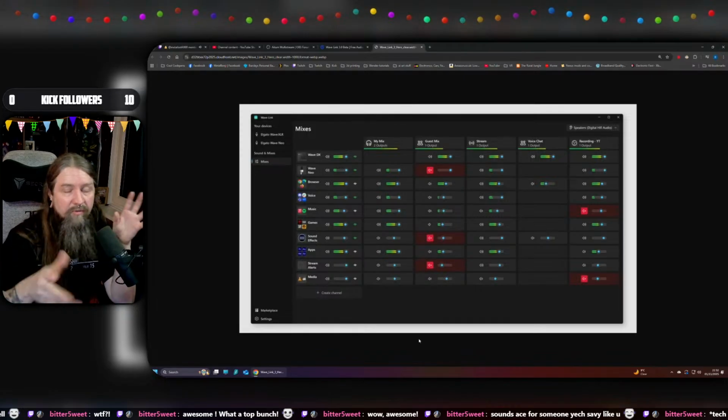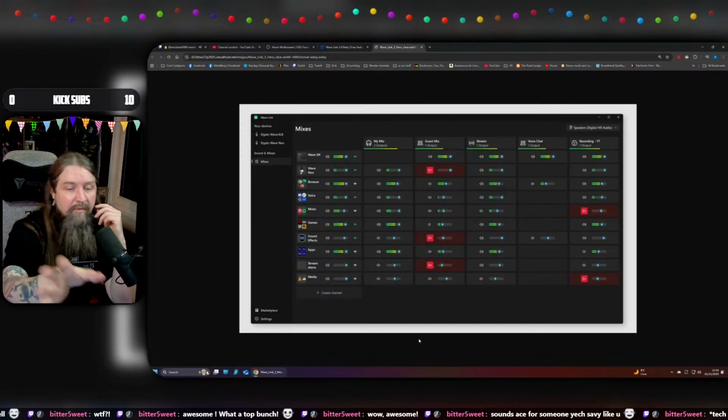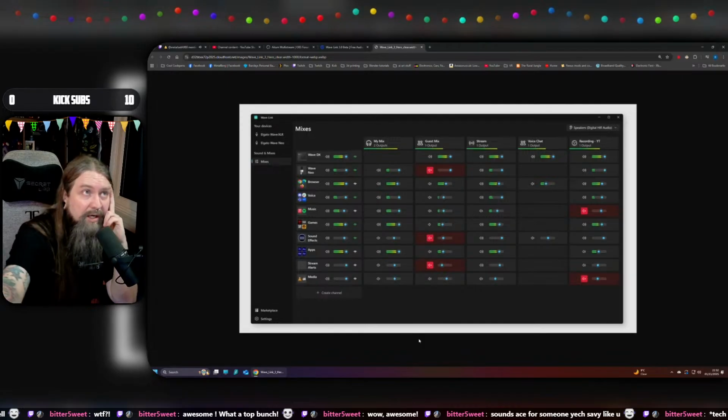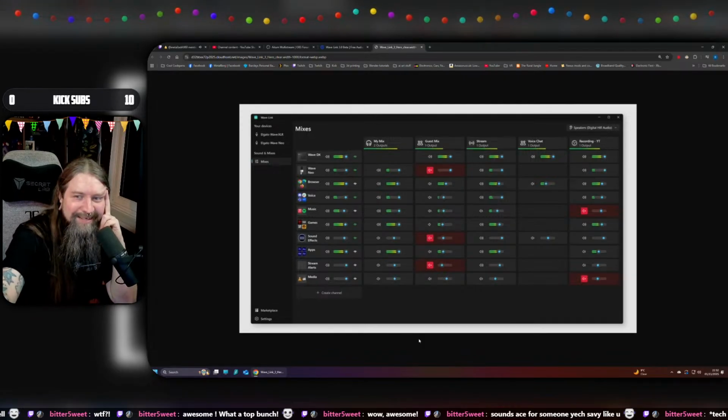I'll be able to fine-tune volumes and mute channels and whatever, literally with the press of a button. And it's not like I haven't got enough Stream Decks. I've got four in front of me.